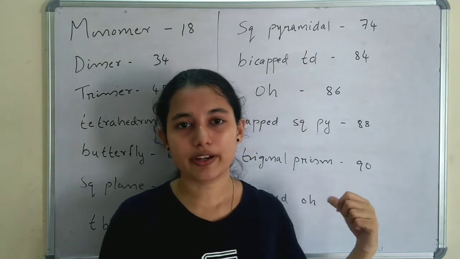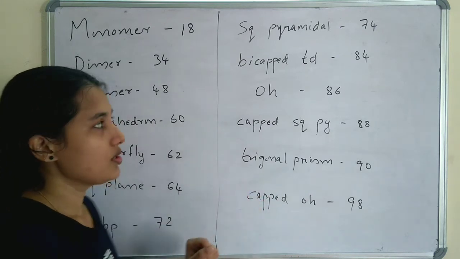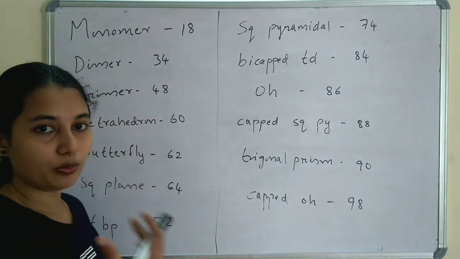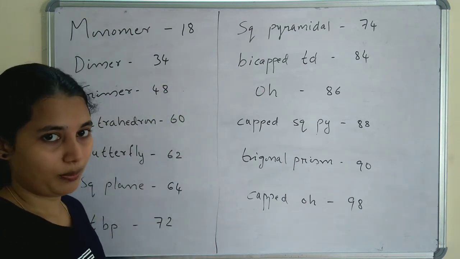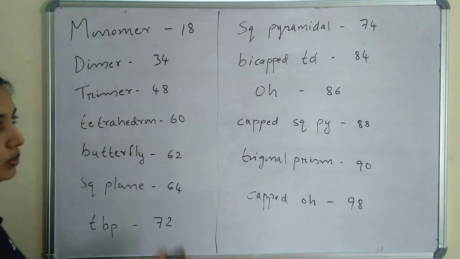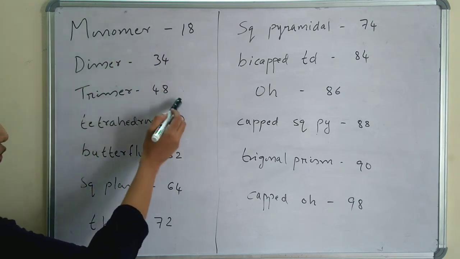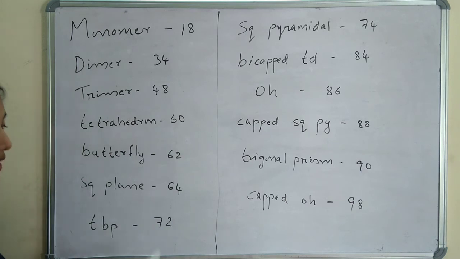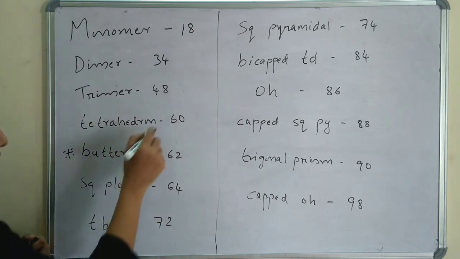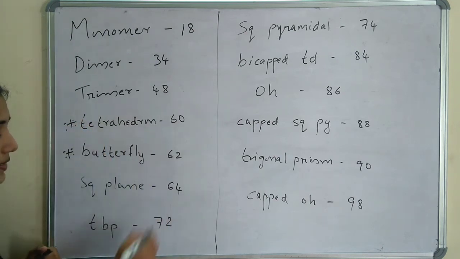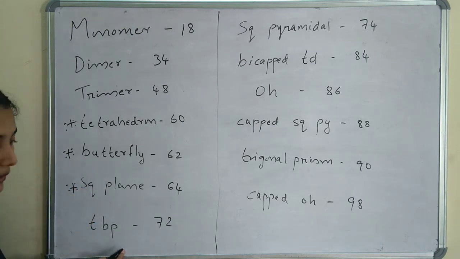Now we can see how to find the geometry of the complexes using the valence cluster electrons. First we have to count how many valence electrons are in the cluster. Then using this table we can find the geometry of the complex. If the valence cluster electron count is 18, then the geometry is monomer. If 34, then dimer, 48 trimer, 60 tetrahedron, 62 butterfly. This is important: 62 butterfly, 60 tetrahedron, and 64 square plane.